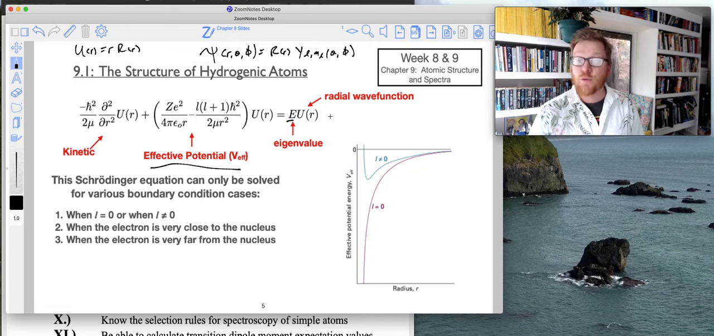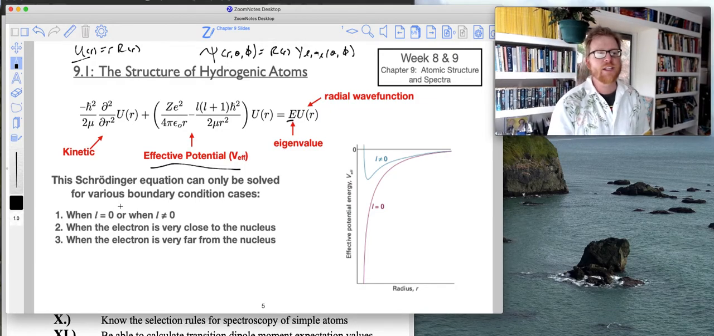And once I solve for that radial wave function, once I find a solution for u of r, then I would divide it by r, rather. And then once I get that solution, I plug it back in, and I'll have my total psi. So that's where we're going with this, okay?